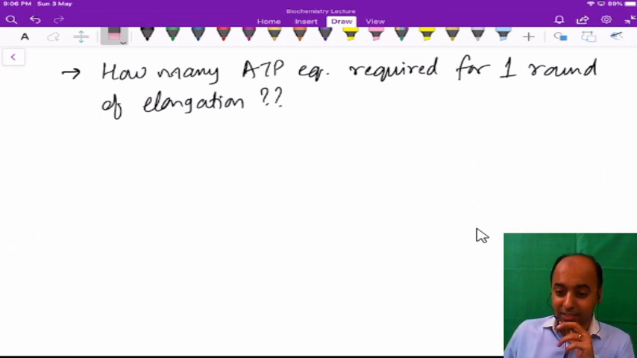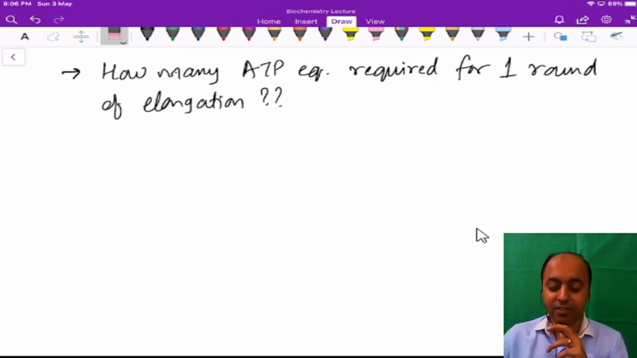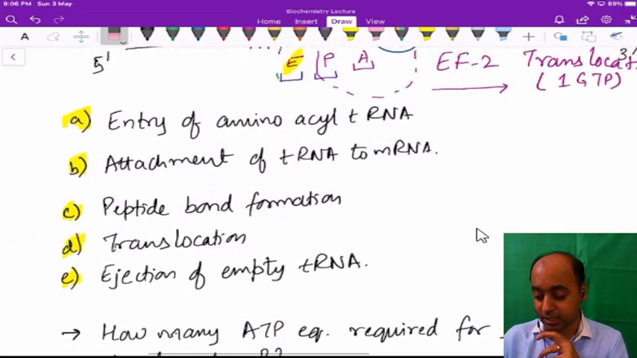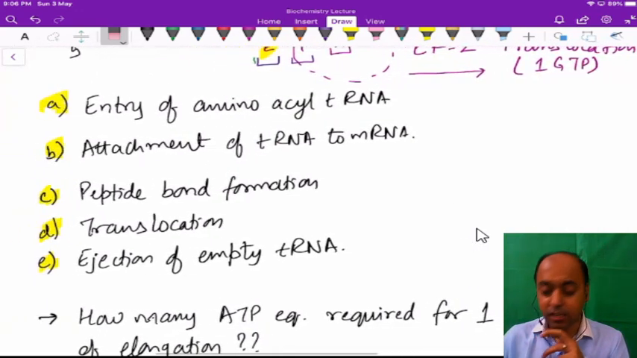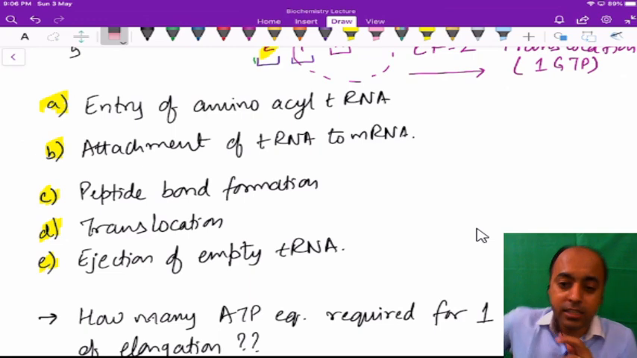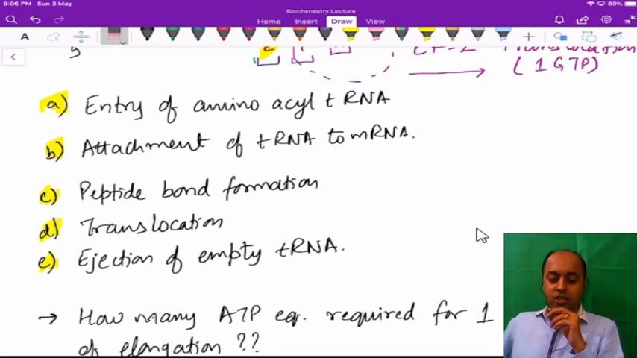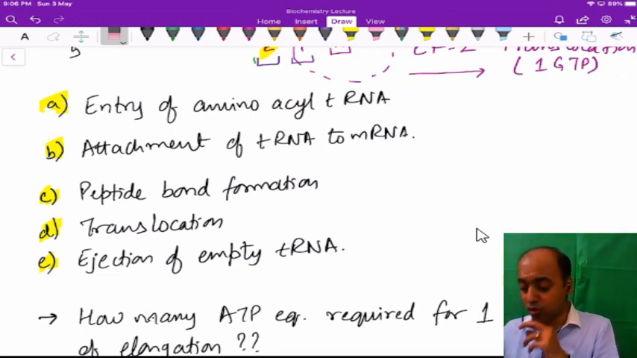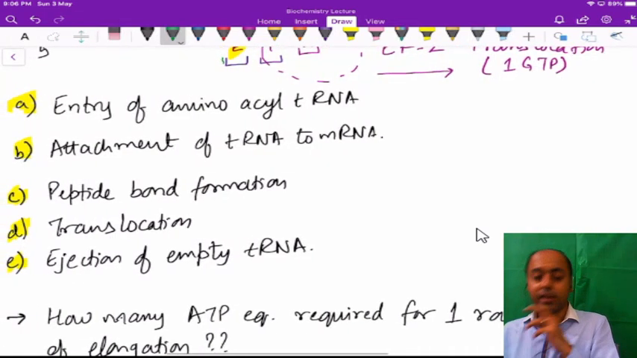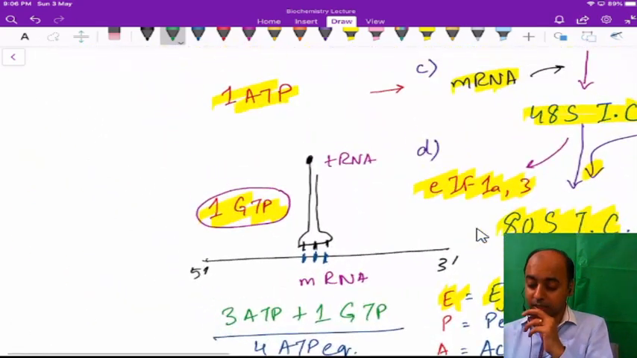Dr. Yashwant has given us the answer: 4 ATP. Let's see if it is correct or incorrect. So these are the 5 steps of one round of elongation, if you remember them. Now, entry of amino acyl tRNA. You forgot what I told you during the initiation.